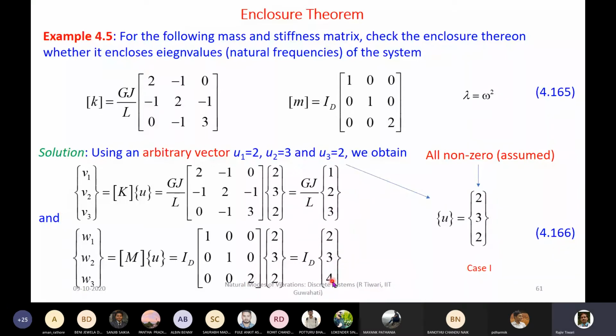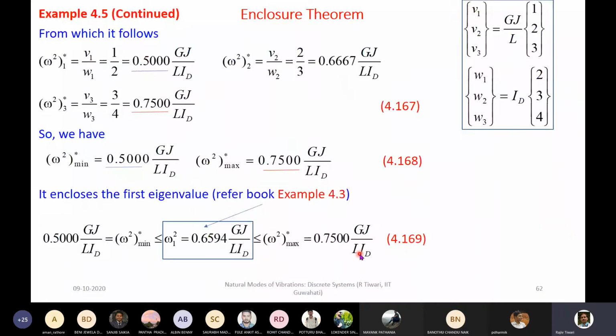Now we'll take the ratio of these. That means V1 divided by W1 is one ratio, V2 divided by W2 is another ratio, and similarly V3 divided by W3 is another. So we'll get 3 ratios from this, which are shown in the next slide. So this is the first ratio.